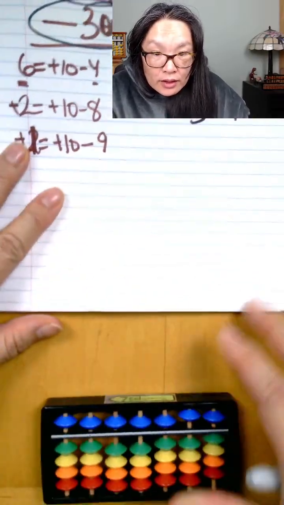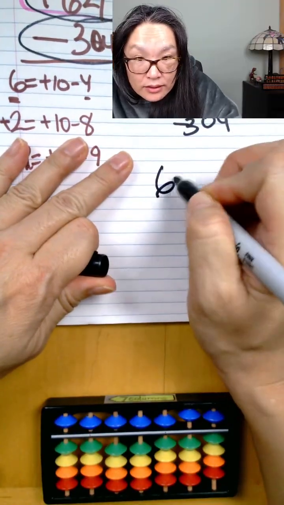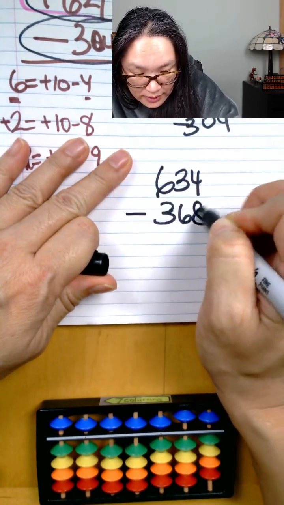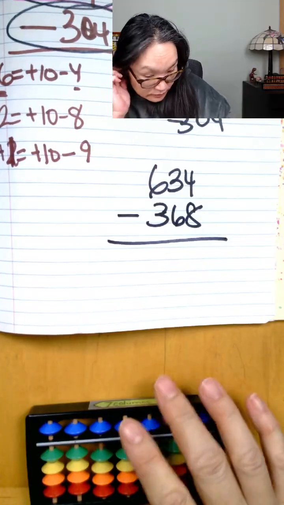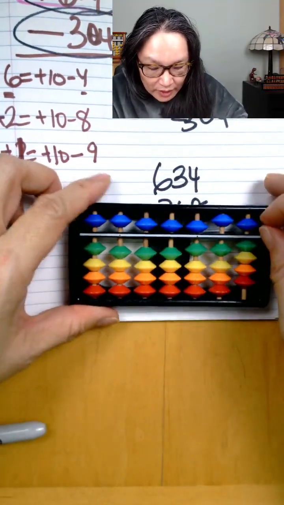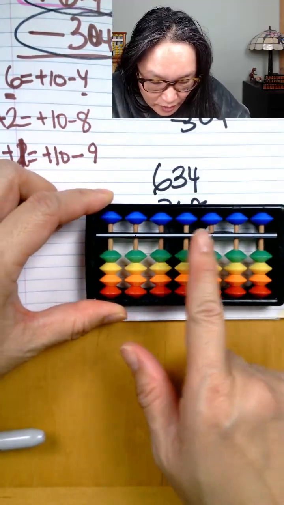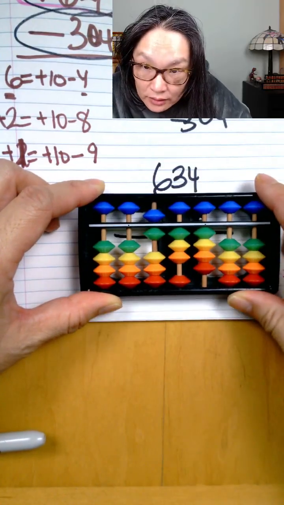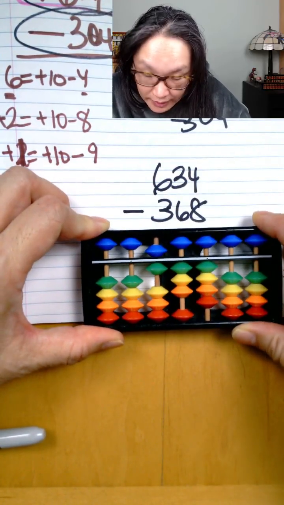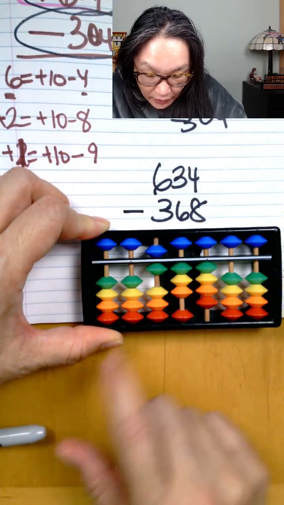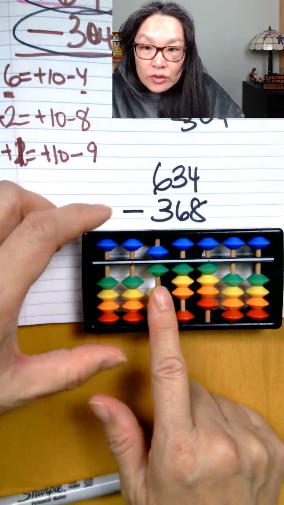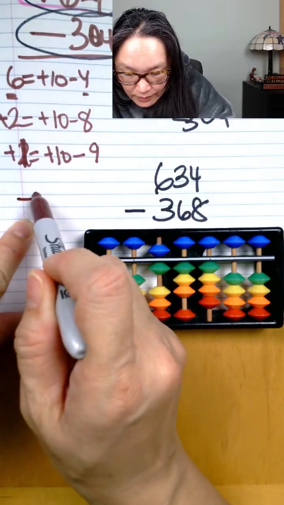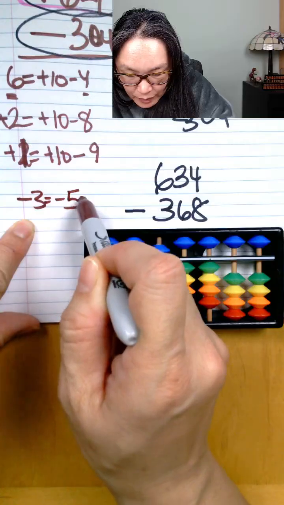So, let's see. We do 634 minus 368. Same thing. I'm going to cover it up because I don't want to get confused. So I have 6, 3, and then 4, right? Now I do minus 3. Again, I don't have enough beads. Do I have enough beads to minus 3? So now this is where my plus 5 comes in. My plus 5 to minus the 3 is minus the 5 plus the 2.